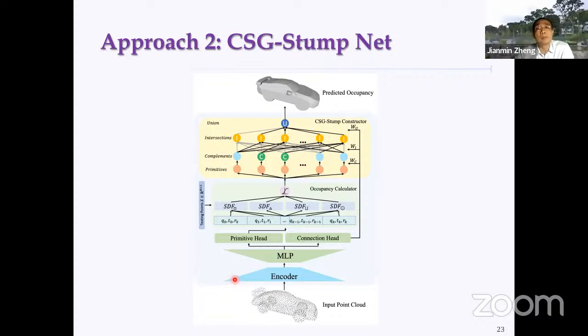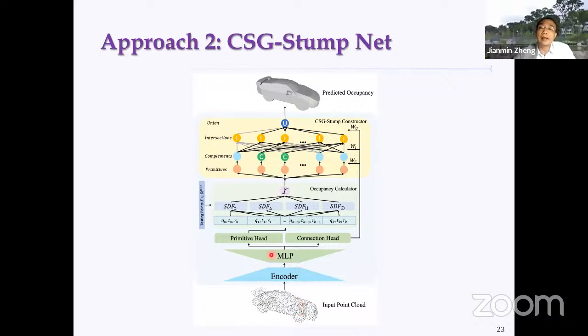For that purpose, we propose SageStarNet. Here is the basic architecture of this net, a relatively simple network architecture. We use a traditional net backbone to encode the input point cloud into a latent feature vector.